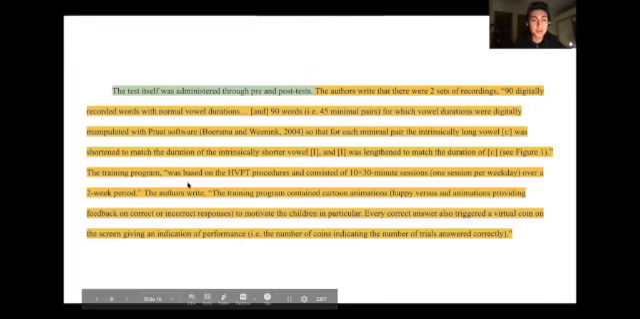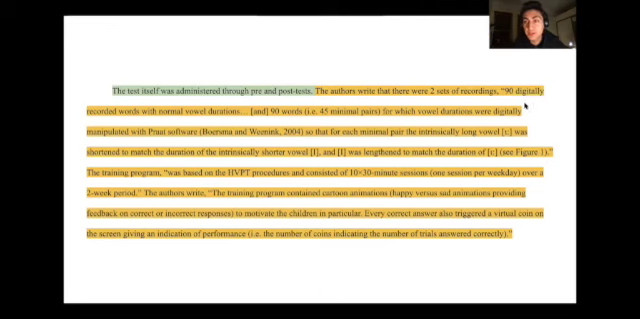Something interesting here is that there are two sets of recordings. One is digitally recorded words with normal vowel durations. This is still using HVPT. And the other one is digitally recorded words where vowel durations were digitally manipulated using a software called Praat. So I just threw Audacity up because it's free, and I just did so. I could have thrown up Praat software.